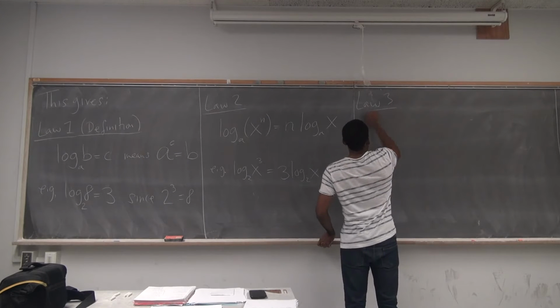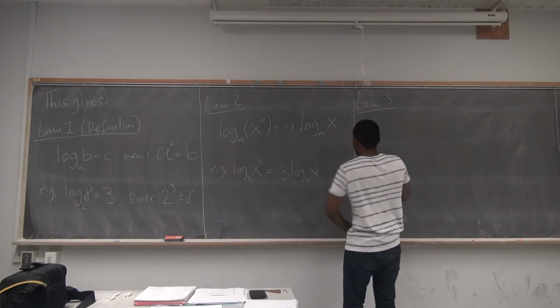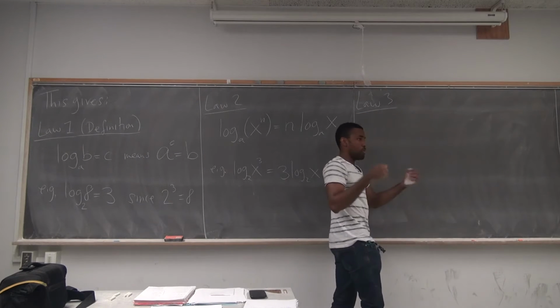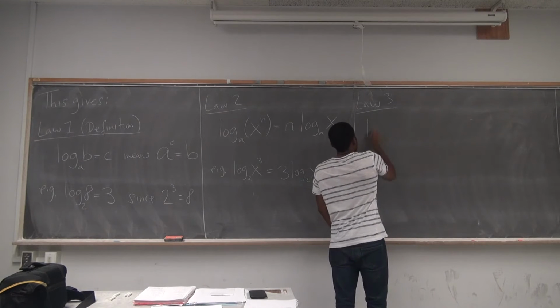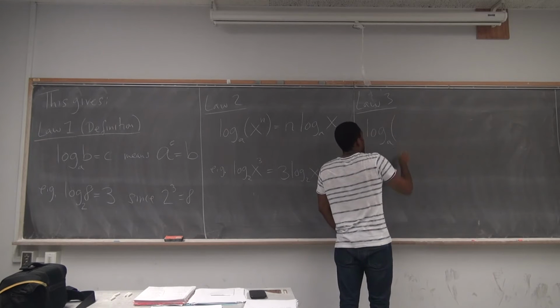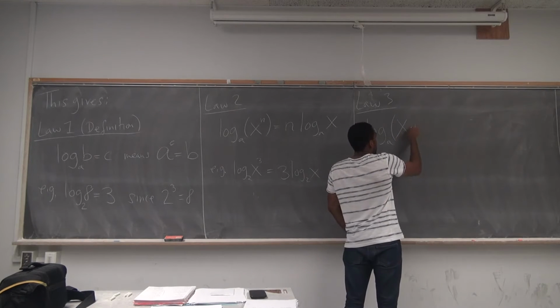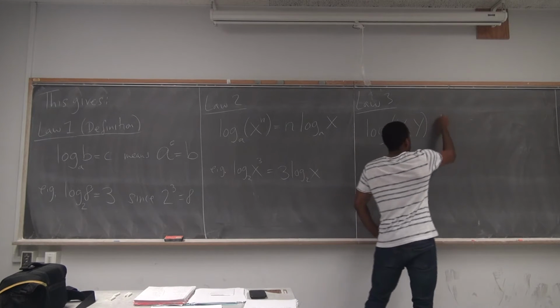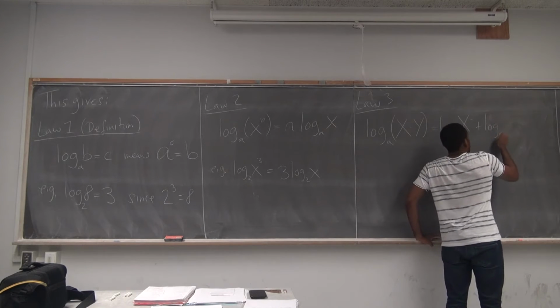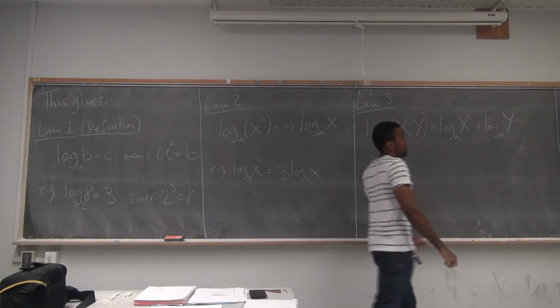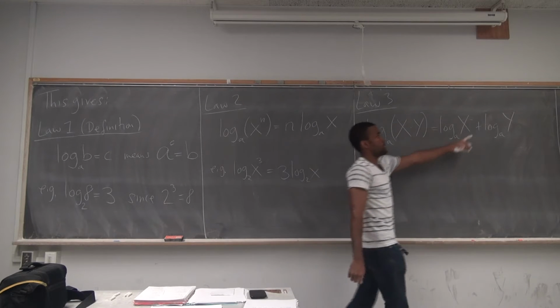Another thing that's useful is logs turn products into sums, because when I multiply two things of the same base, I add the powers. So if I have log to the base a of something times something else, it turns out that I can just add the logs. So I go from a multiplication to an addition.